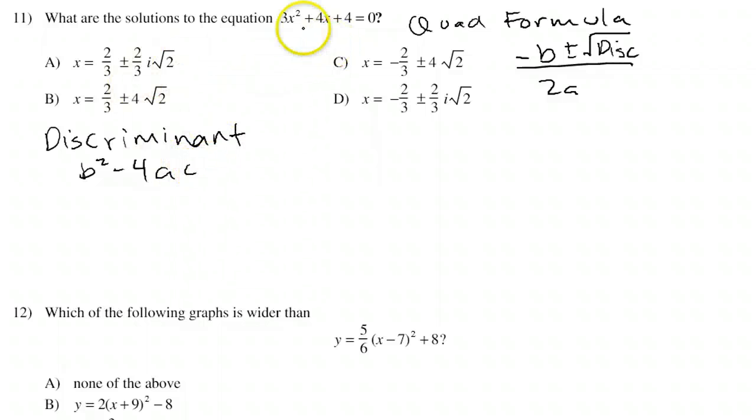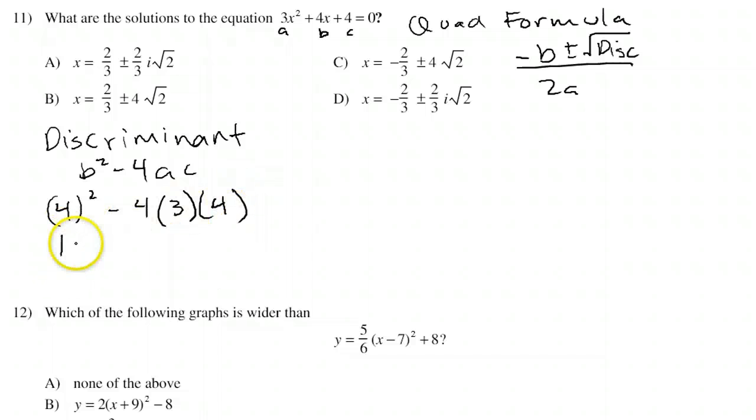Right, so plugging this in, our a is 3, our b is 4, our c is 4. So I'm going to get b squared, which is 4 squared, minus 4 times a, which is 3, times c, which is 4. If I work this out, I get 16 minus 12 times 4 is 48. If I subtract that, I get negative 32. So that's the discriminant.